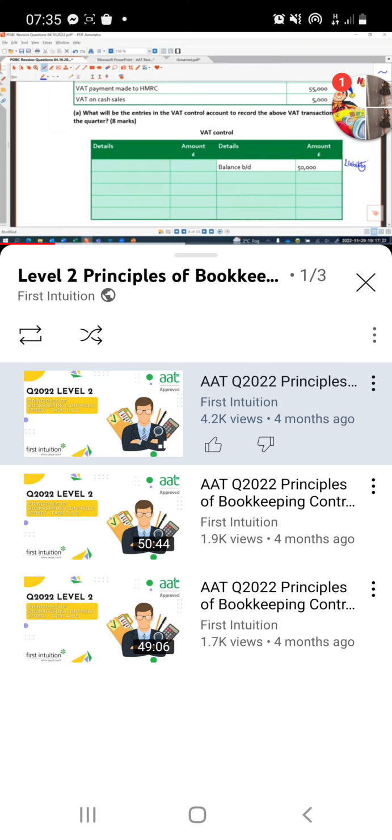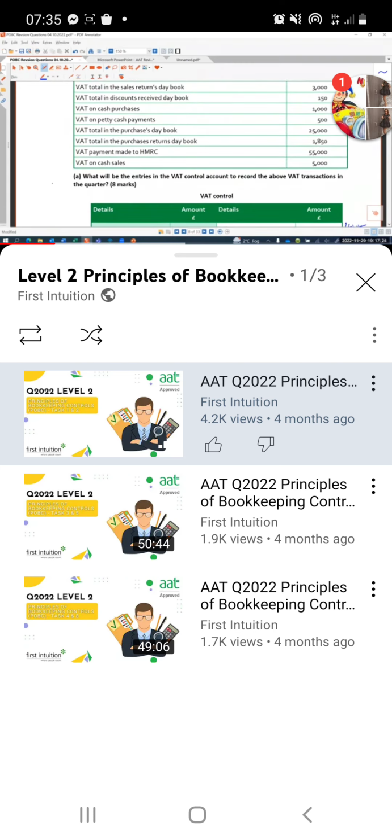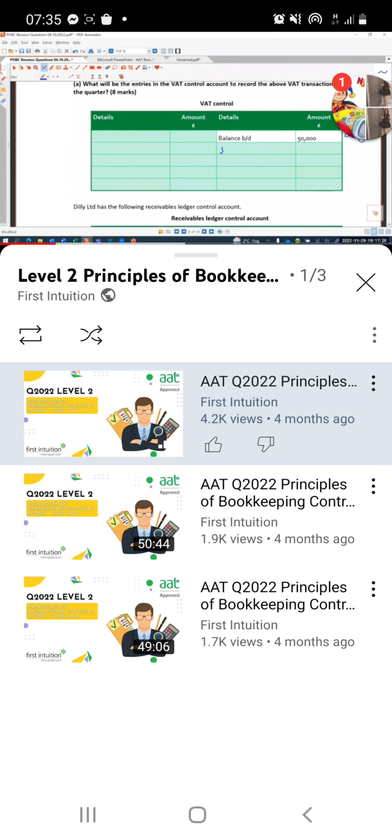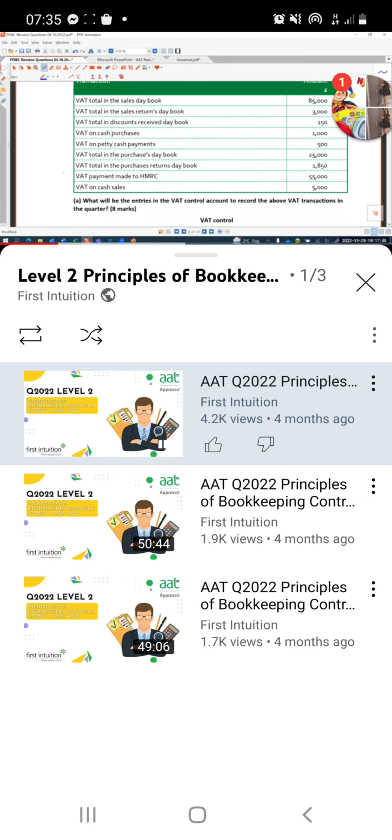But then we've made these sales. So I've got my sales day book, £85,000, suggesting I owe even more VAT. I've made a sale, the customer's given me the money, not my money to keep. I owe it to Revenue and Customs. So we can give that one a little tick once we've got it into our control.